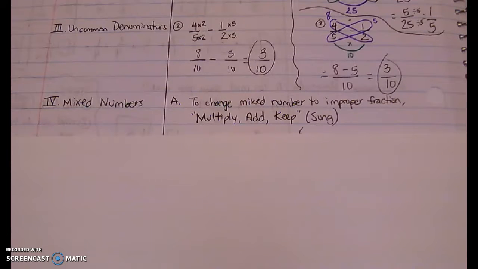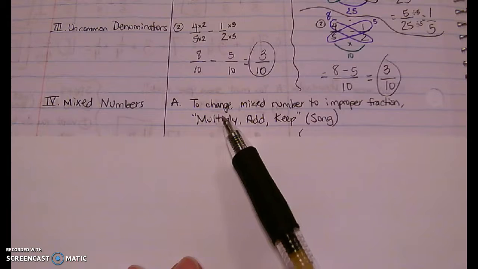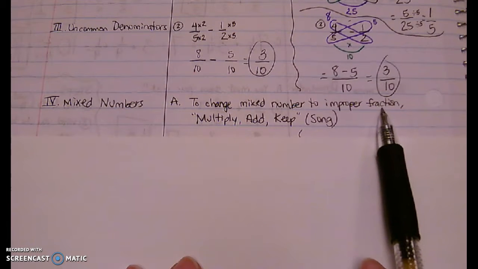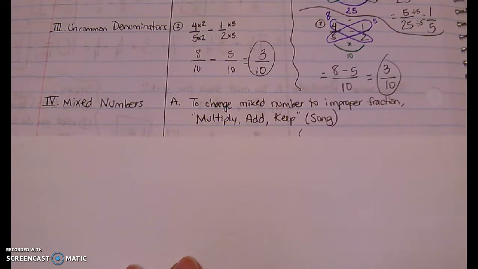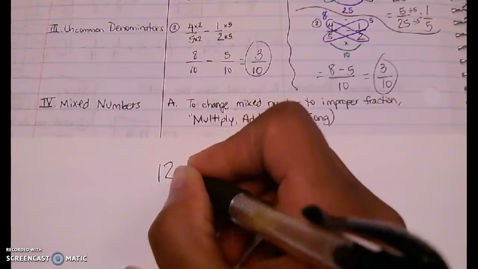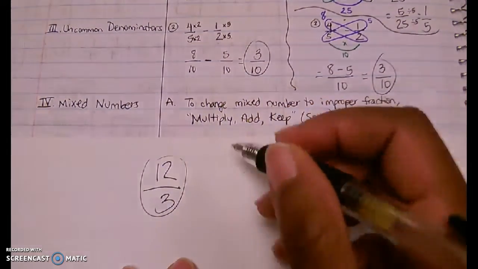Finally, let's try some problems with subtracting mixed numbers. The first thing you need to know is that when you have mixed numbers and you're subtracting, you're going to need to change that mixed number into an improper fraction. Now, an improper fraction is just a fraction where the numerator is bigger than the denominator. So this would be an example of an improper fraction.